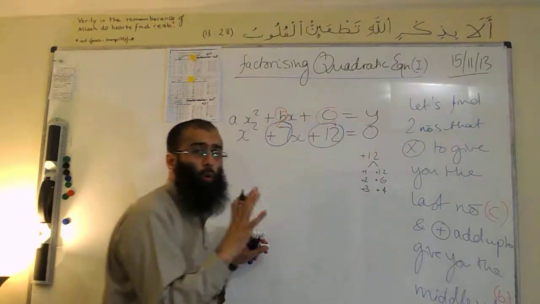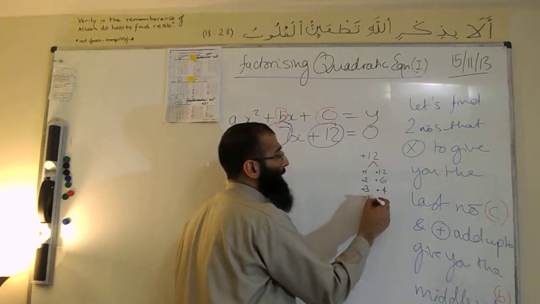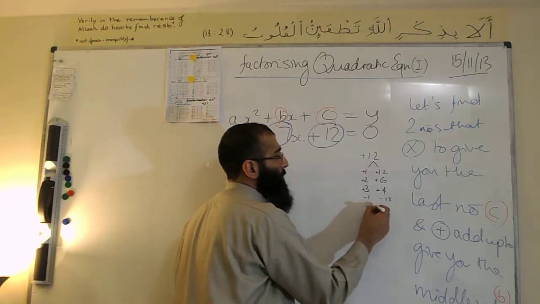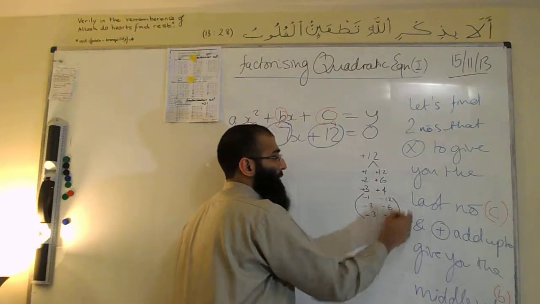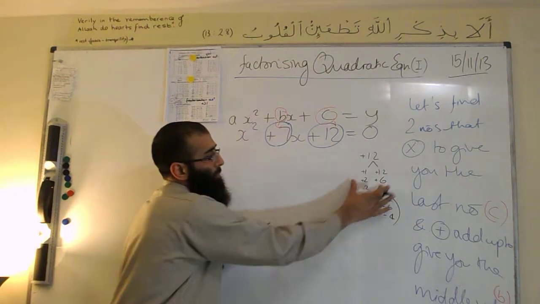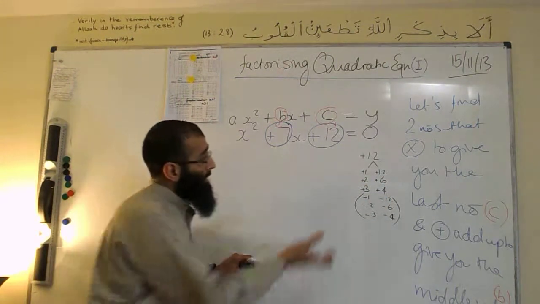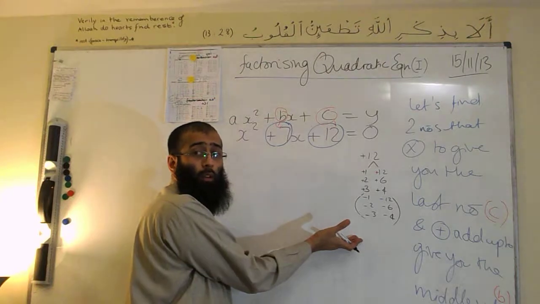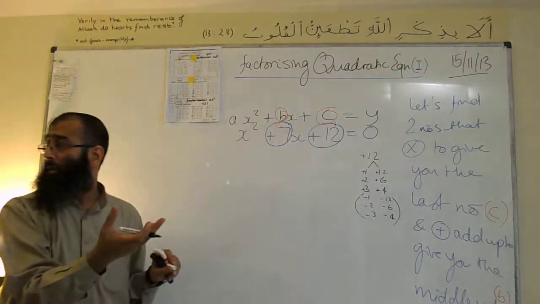If you want to look at all of the factors that multiply to give you plus 12, you'd also have to look at minus 1 and minus 12, minus 2 and minus 6, minus 3 and minus 4. But for this particular question, because the middle one's positive as well, we really need to consider the positive ones. But if you want to make an exhaustive list, then that is the full list of all the numbers that multiply to give you plus 12. Okay, you happy with that, folks?